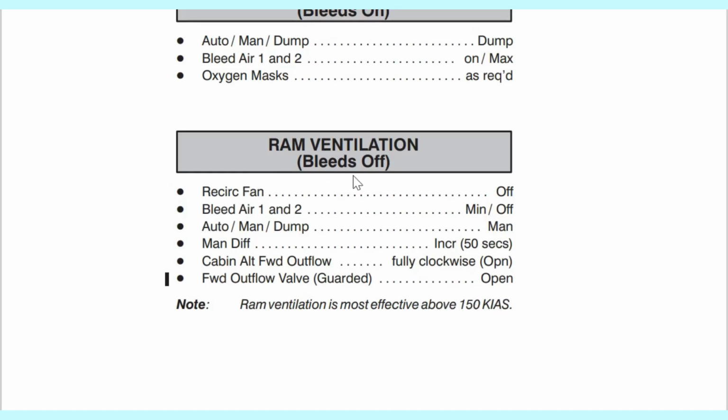Auto man dump, man diff, increase 50 seconds. The manual differential is a little switch on the cabin pressure control panel section, where you increase it and time it for 50 seconds. There's a knob as well which you are familiar with. Fully clockwise has to be opened, and then the full outflow valve is guarded, which is open. So you lift the guard and you open it.